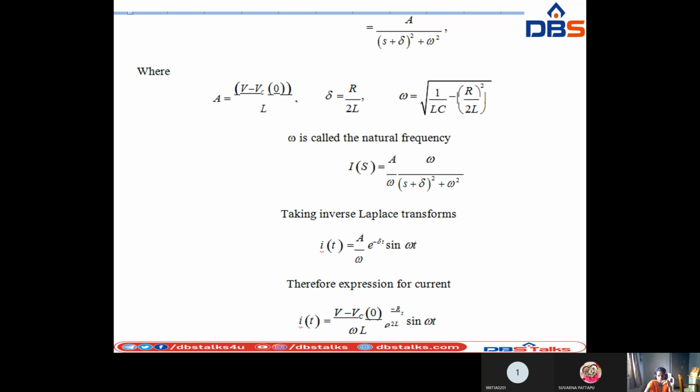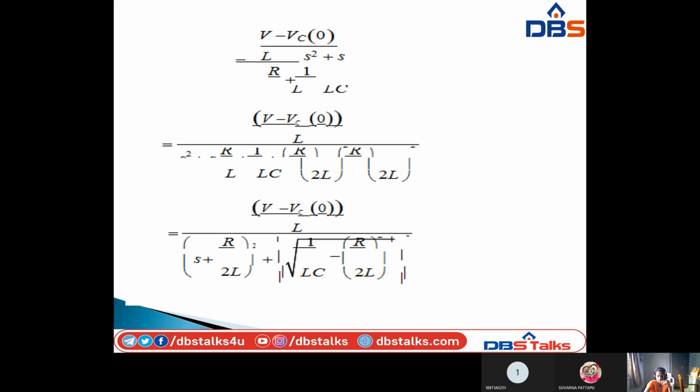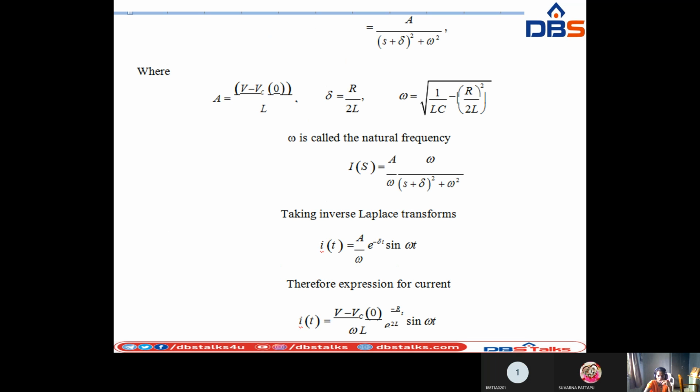So by simplifying this, A by S plus delta whole square plus omega square. Here A equal to V minus Vc of 0 by L. So delta means R by 2L, and omega means the root of 1 by LC minus R by 2L whole square. So omega is called the natural frequency. So I of S equal to A by omega times omega by S plus delta whole square plus omega square.